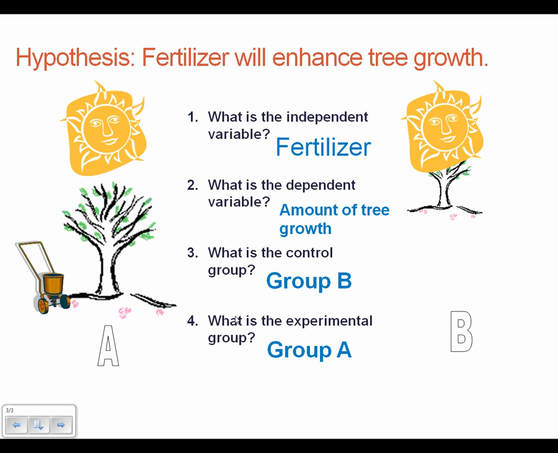And keep in mind, when you conduct a controlled experiment, you can only have one variable. Only one variable because you can only test one thing at a time.